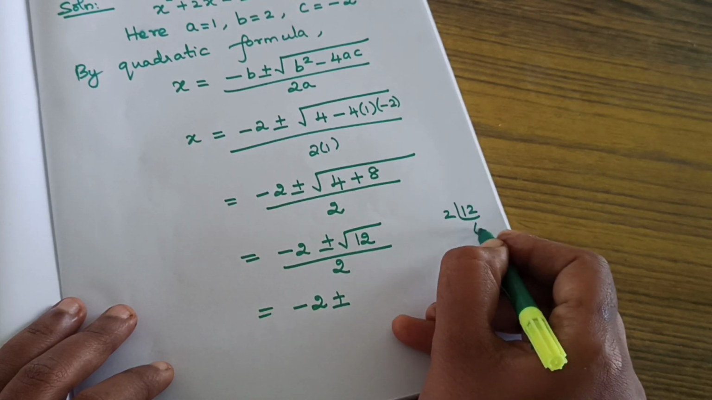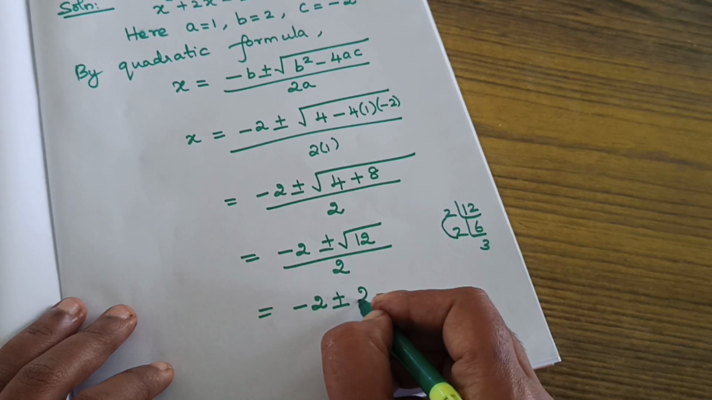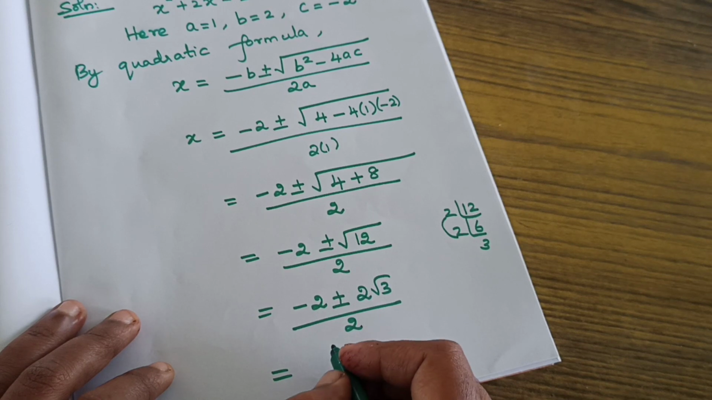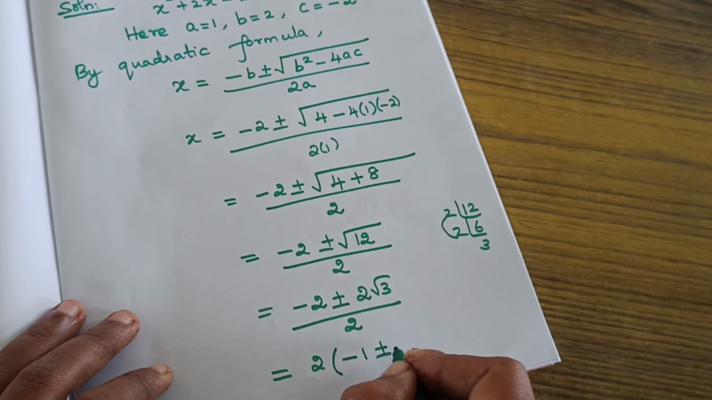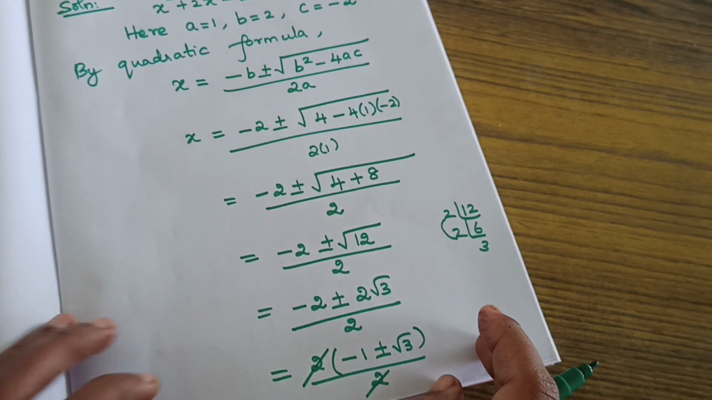simplification, 2 6s are 12 and 2 3s are 6. Since it is a square root, 2 numbers we can take, no? So 2 root 3 by 2. And 2 I can take outside, 2. And what will come inside? Minus 1 plus or minus root 3 by 2. 2 and 2 gets cancelled.